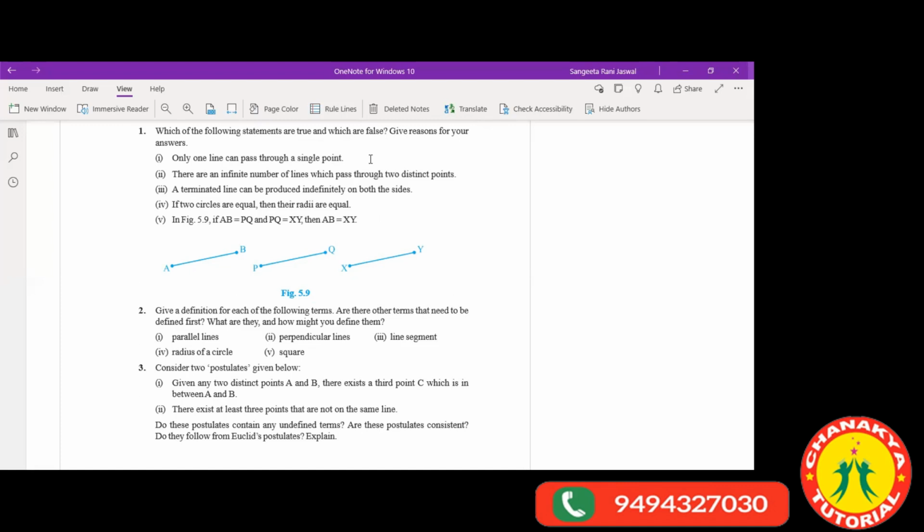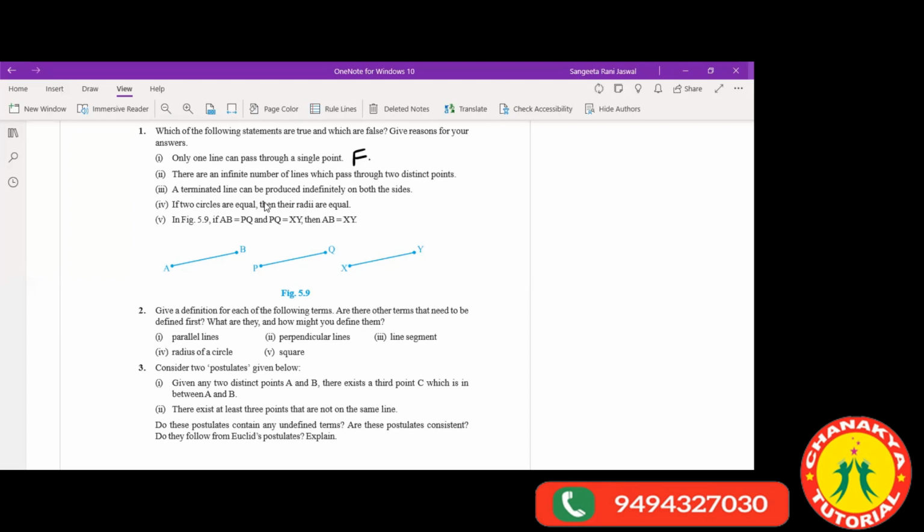Ma'am, infinite number of lines can pass through. Yes, this we have been studying from our junior most class. Okay, so this was false.